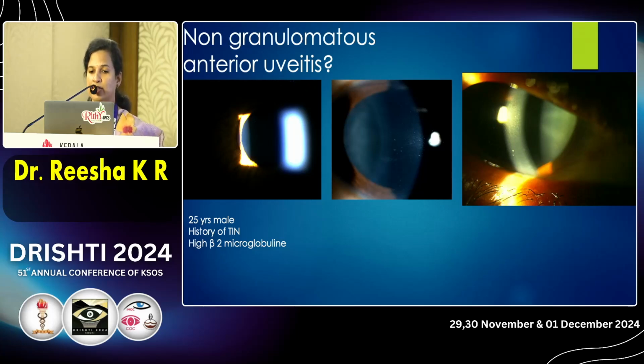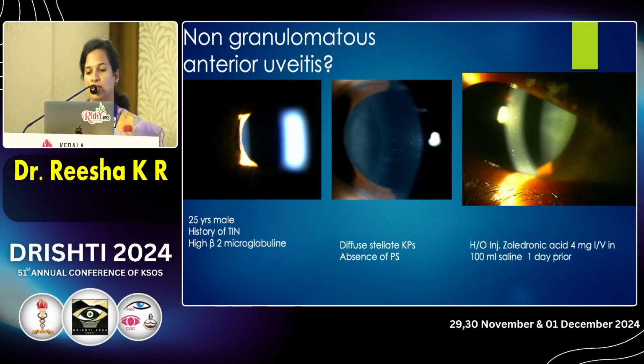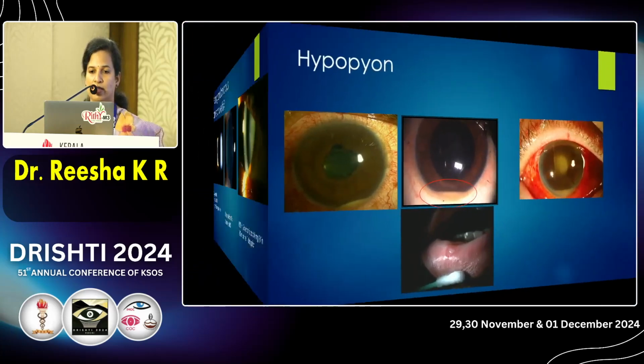In the second patient, looking carefully, we can see stellate KPs, secondary cataract, and absence of posterior synechiae. So that was a case of Fuchs. In the third patient, she had undergone surgery for CA breast and taken 1 dose of injection zoledronic acid 1 day prior. So that was a case of drug-induced anterior uveitis.